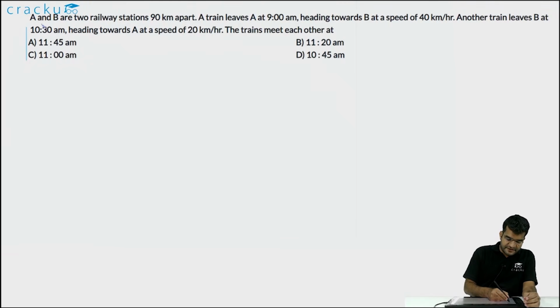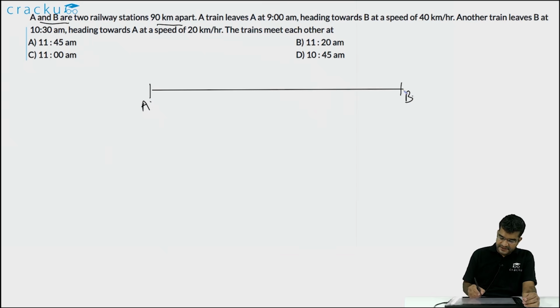In this question, it is given that there are two railway stations A and B which are 90 kilometers apart. So we have two stations A and B, and the distance between both of them is given. This is, say, A and this is B. The distance between them is 90 kilometers.